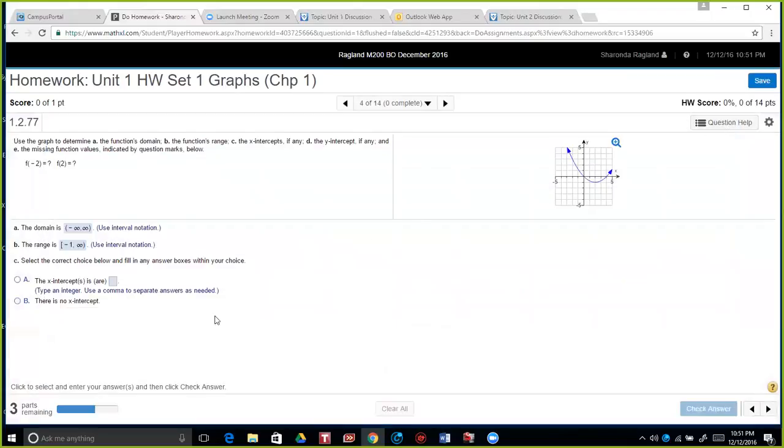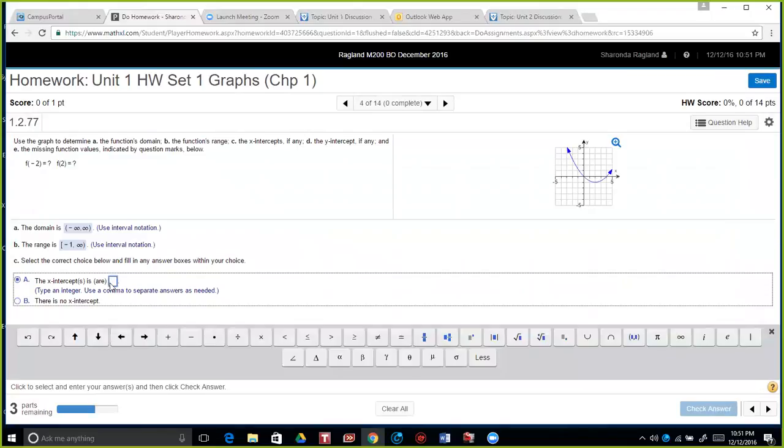Okay. Now notice here it says type an integer. Use a comma to separate answers as needed. So here we know we have x-intercepts, so we have 2 points. What did I say? 0, 0. And so we're going to separate that with a comma to put in the next point, which is, what did I say? 4, 0. And this is my x-intercept. So we'll check that.